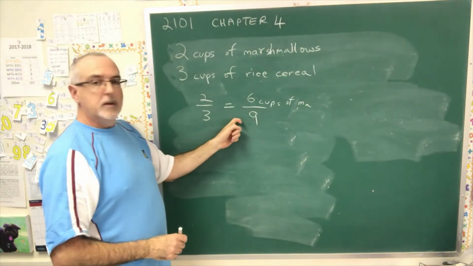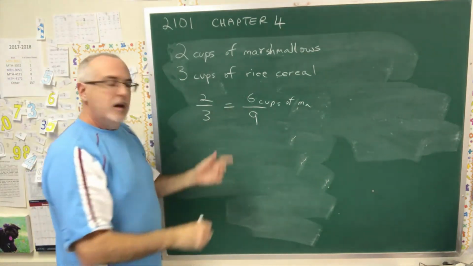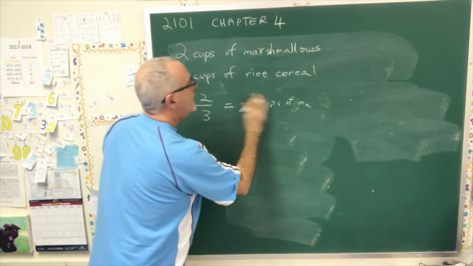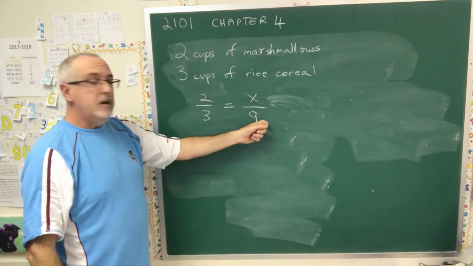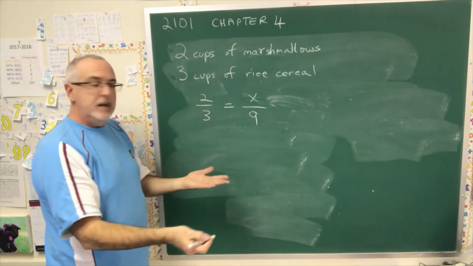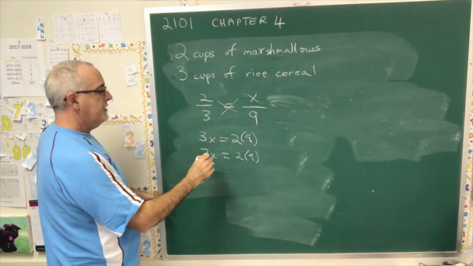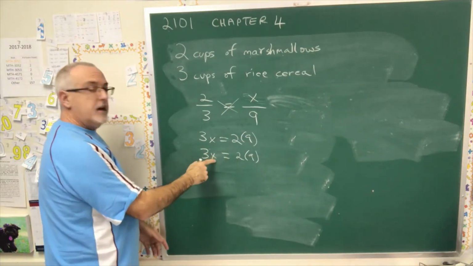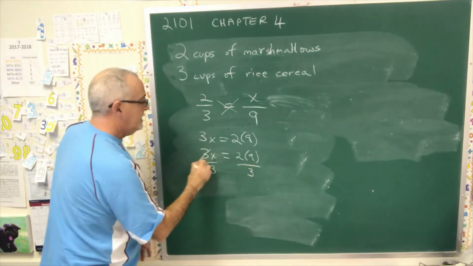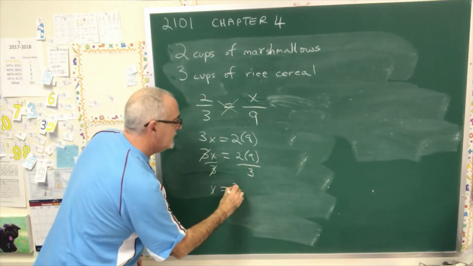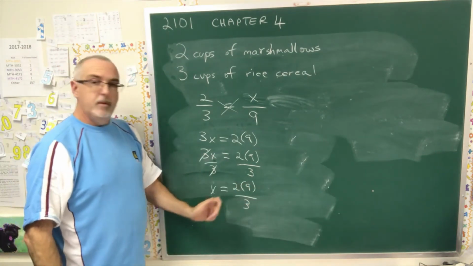And it becomes useful to be able to solve it with cross multiplication. So instead of saying I'm multiplying both of them by 3, I'm going to solve this with cross multiplication. I'll go back to not knowing how many cups of marshmallows I need. And I'm going to multiply the means and the extremes. 3x equals 2 times 9. But my x isn't isolated. I want to isolate the variable, so I'm going to divide both sides by 3. These cancel. My variable is isolated, and x has to be equal to 2 times 9 divided by 3.